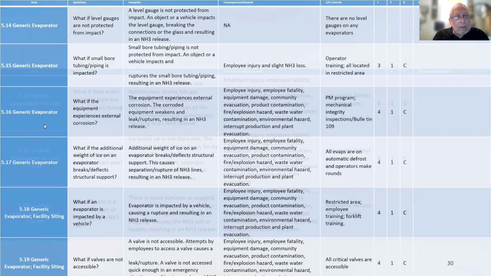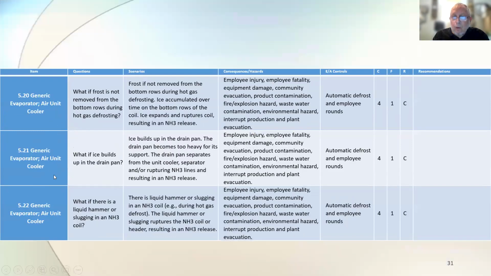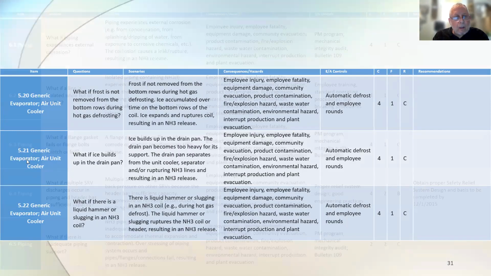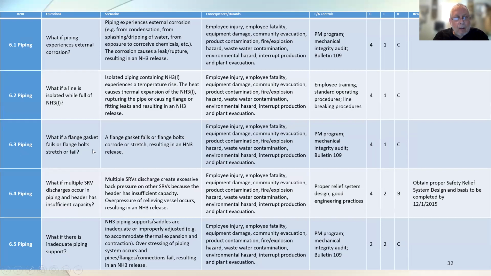Generic evaporators, air unit coolers, piping. What if here 6.3? What if 6.3 piping? What if a flange gasket fails or a flange bolt stretches or fails? And there's what could happen, and then that's the employee injury and fatality. All that stuff could happen.